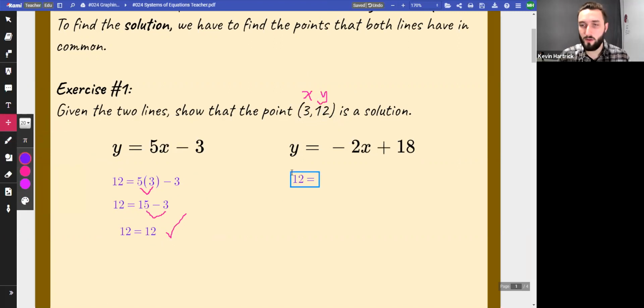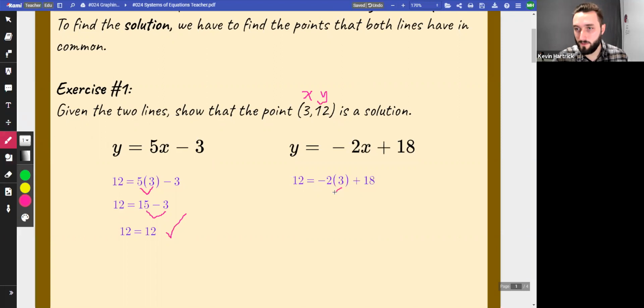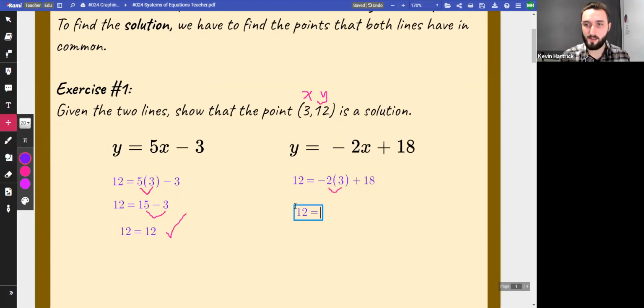Again, 12 equals, because that's where my y is. Now I'm rewriting the equation, but instead of x, I'm putting parentheses and putting a 3 inside. Okay, and I'm using my order of operations. So first thing here would be this multiplication. Again, the left side is still 12, it stays the same. Negative 2 times 3 would give me a negative 6. Okay, and then plus 18.